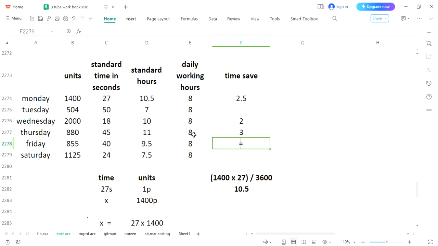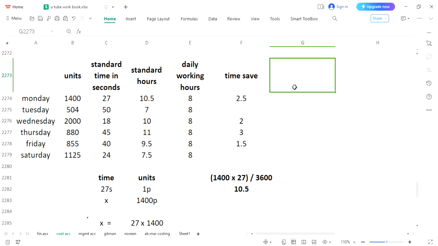On Friday, 9.5 hours were given and he had completed within 8 hours. Yes, saved time. On Saturday, 7.5 hours was the standard and he had completed that job in 8 hours. It means no extra payment would be given, no bonus would be given. So come over here and we are now going to see how much premium would be paid.